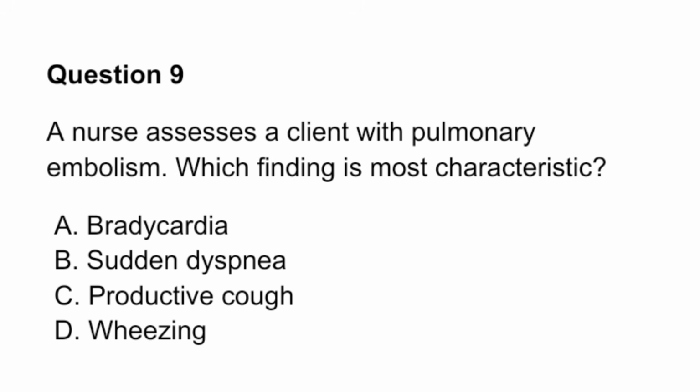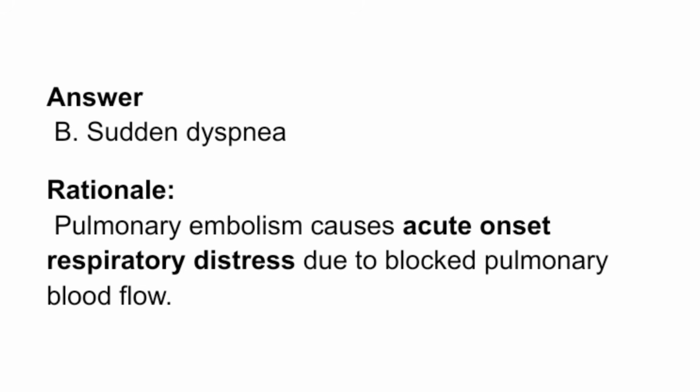Question 9. A nurse assesses a client with pulmonary embolism. Which finding is most characteristic? A, bradycardia, B, sudden dyspnea, C, productive cough, D, wheezing. Answer: B, sudden dyspnea. Rationale: pulmonary embolism causes acute onset respiratory distress due to blocked pulmonary blood flow.